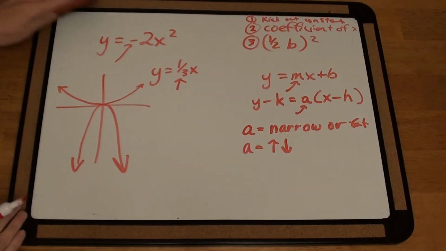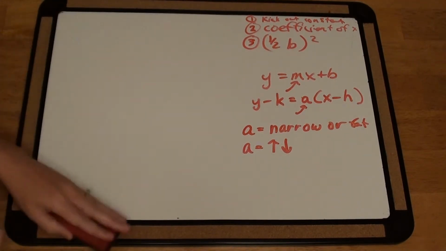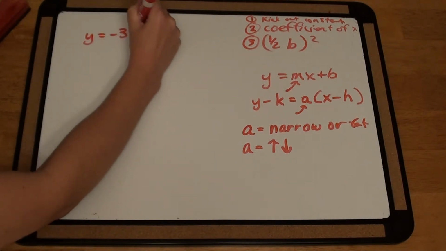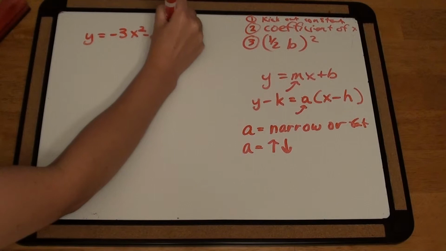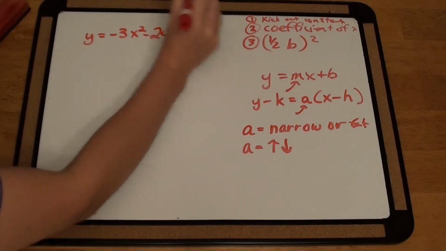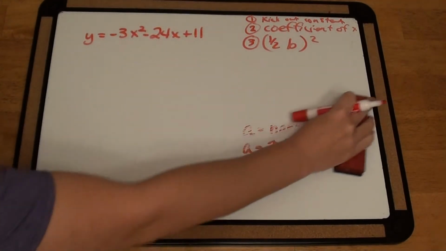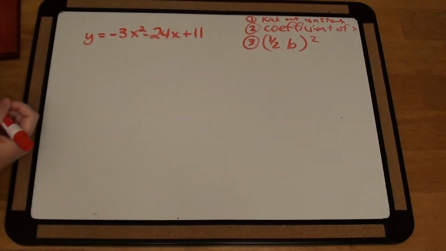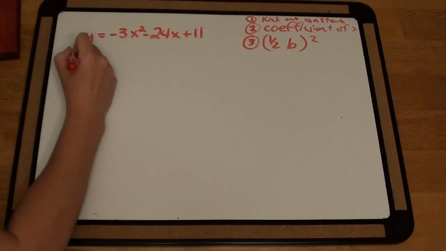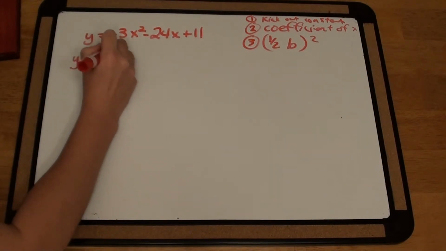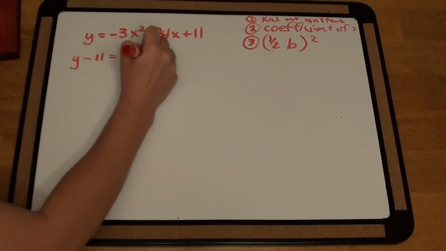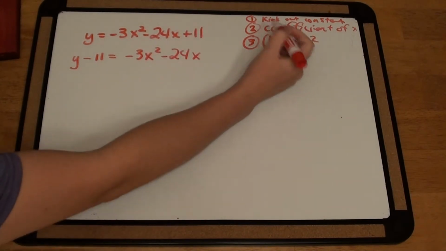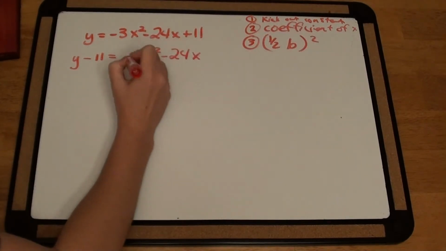Let's go ahead and work an example, number 1. The example is y equals negative 3x squared minus 24x plus 11. Now in this situation, I'm going to take you through the steps as I would have them over here. First, I want to kick out the constant. Easy. y minus 11 equals negative 3x squared minus 24x. Good. 2, check the coefficient of x. Here it is.